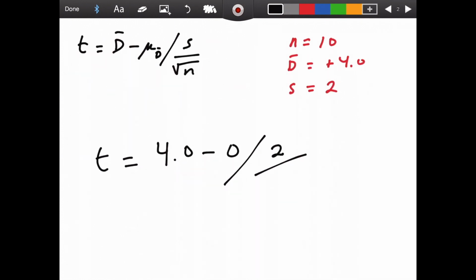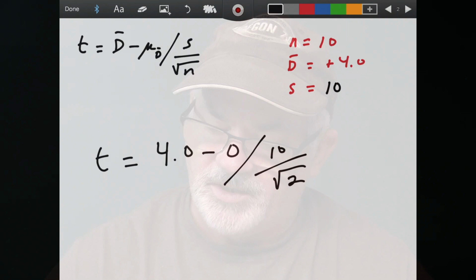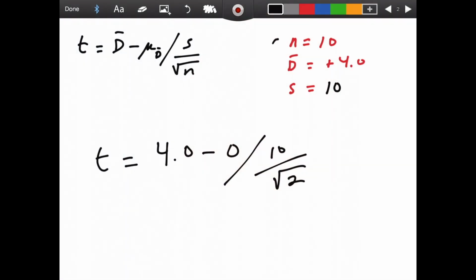This is 10. Okay, so that number is 10 over the square root of 2. Don't you love it when math instructors make mistakes and it just gets so confusing? I apologize for that. So here we are, we're just substituting these values into this equation.